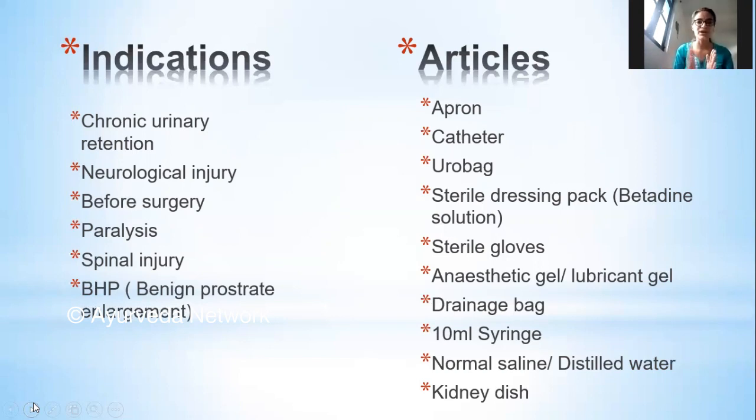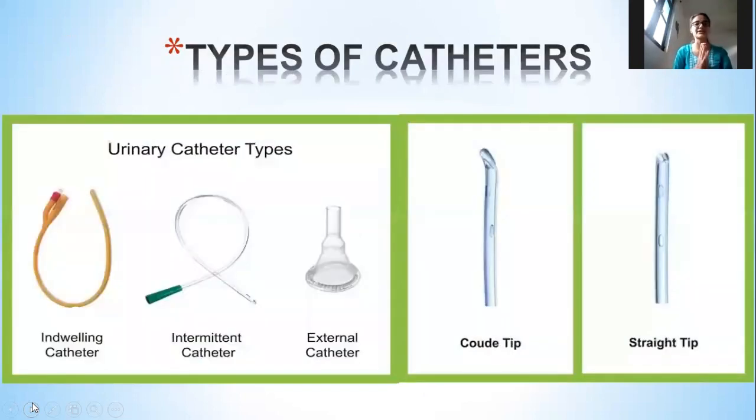Now again, drainage bag, Euro bag, same thing. A 10 ml syringe. Why would you require a 10 ml syringe? That also we'll discuss after we study the various types of catheter. Now you require normal saline and distilled water. Why do you require this? We'll discuss further. And a kidney dish to keep these articles. Next slide. Okay, so now let's discuss the various types of catheters.